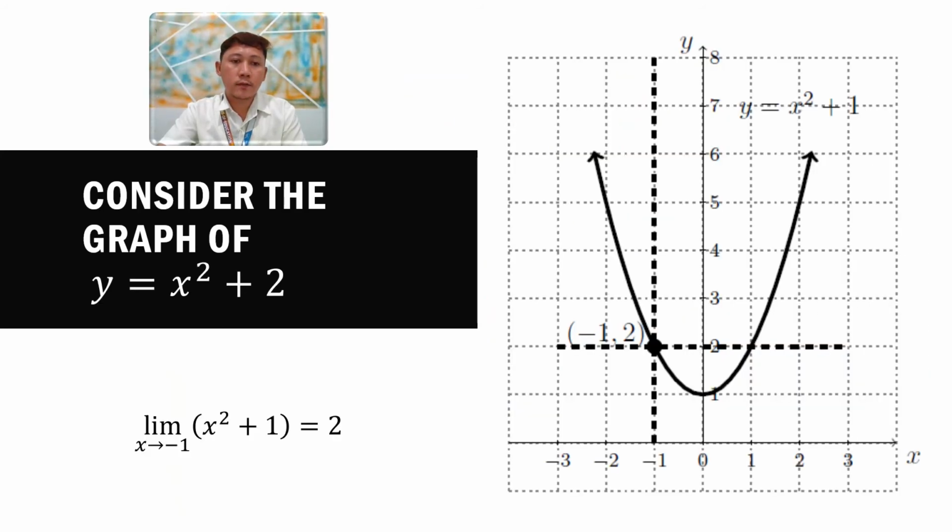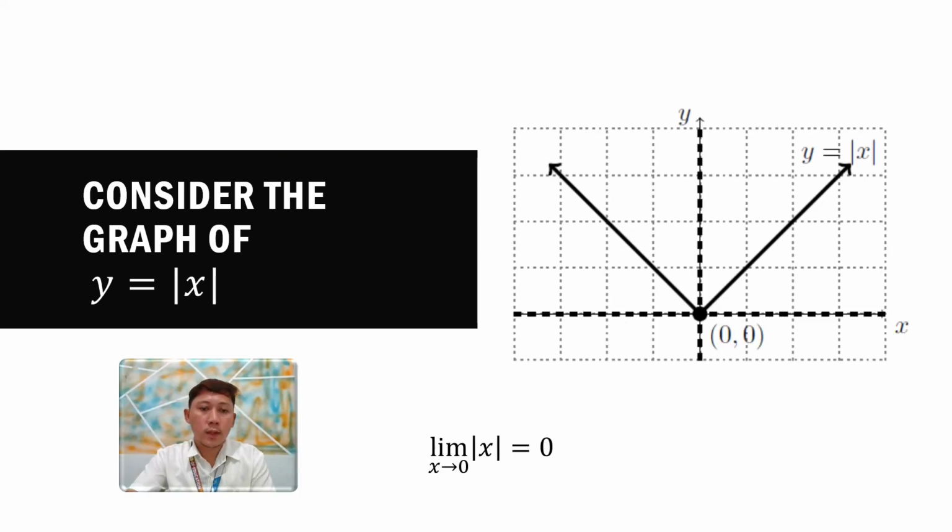Consider again the graph of y is equal to x squared plus 2. Here x is approaching negative 1. So as x goes to negative 1, the value of our function y is going to 2. Okay, another example, the graph of the absolute value of x. So the limit of the function, the absolute value of x, as x approaches 0 is 0.